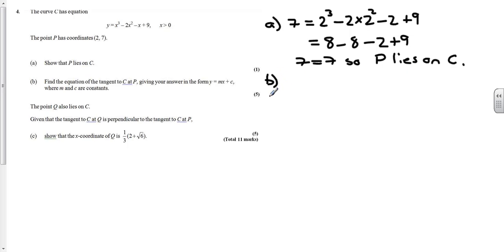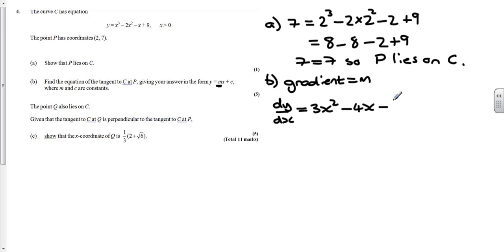Part B involves a bit more. We've got to find the equation of the tangent, and if we're going to do that, we're going to have to find the gradient. m is the gradient, and to find the gradient you need to differentiate. If we differentiate our curve, we end up with 3x squared: the power comes down and we reduce the power by 1. Do it again: the power comes down, times by the power, reduce by 1, we're left with 1, and the constant 9 is differentiated away.